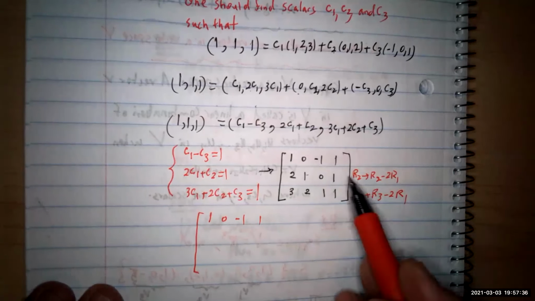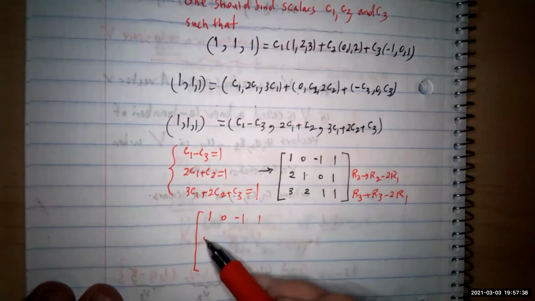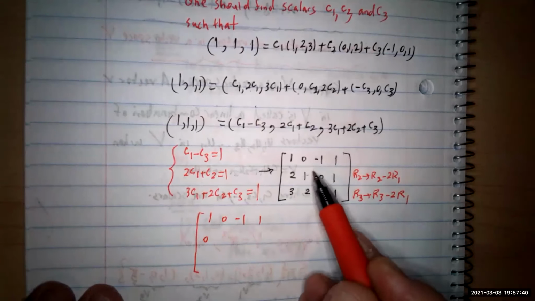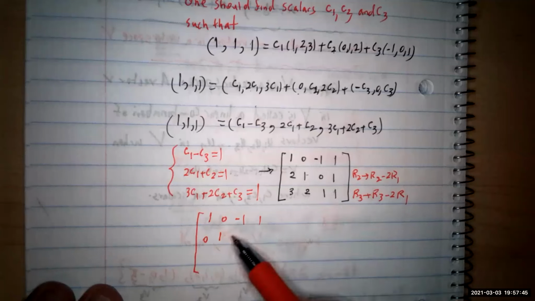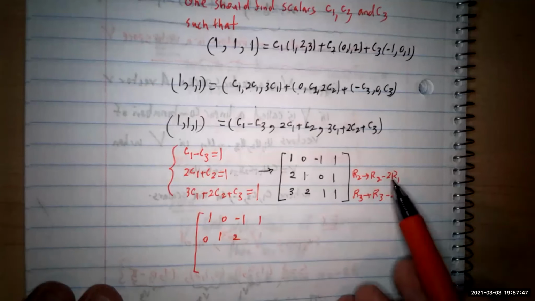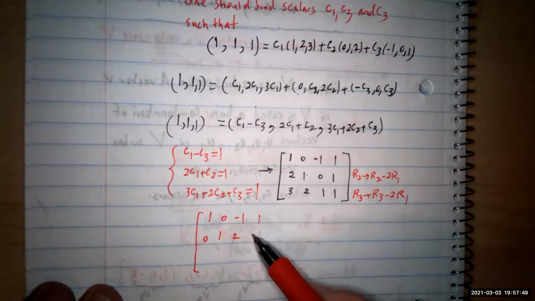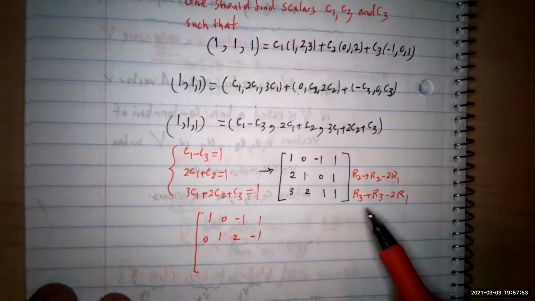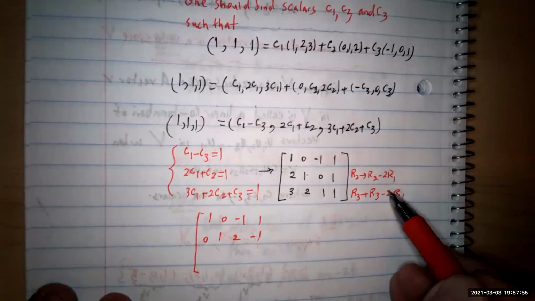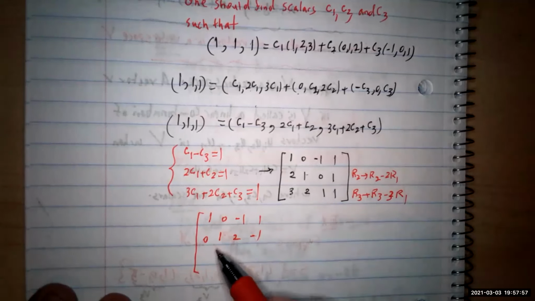The second row, R2 minus 2R1, gives 0, then 1, then 2, and then negative 1. And this is R3 minus 3R1, so that gives you 0.